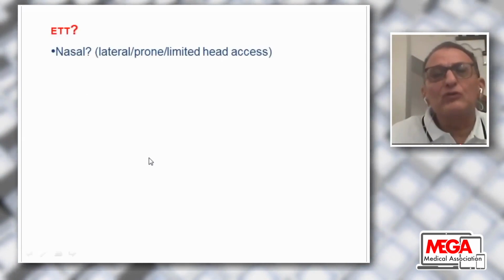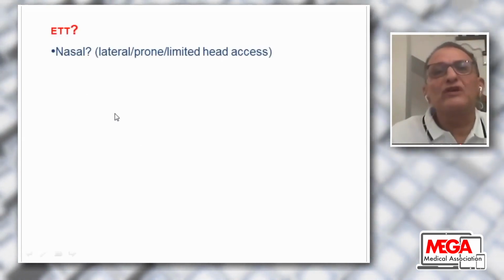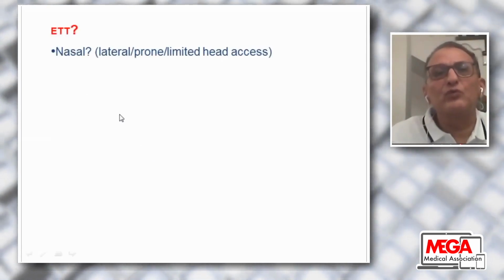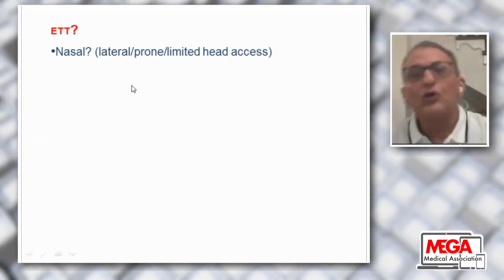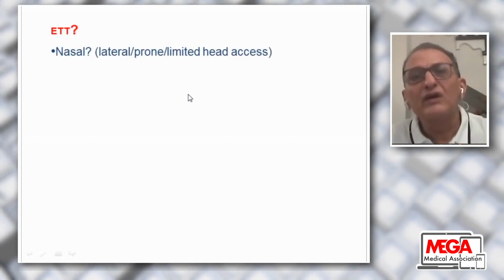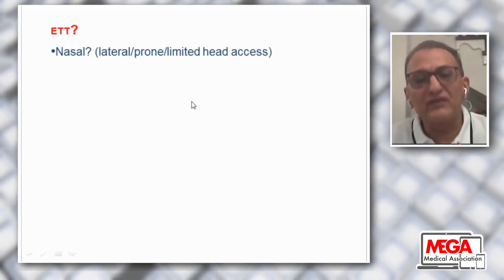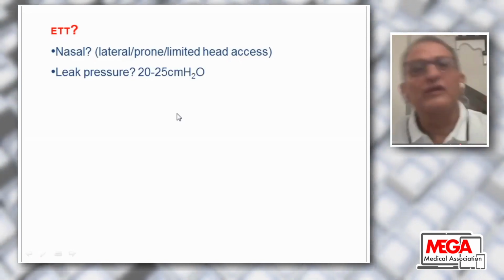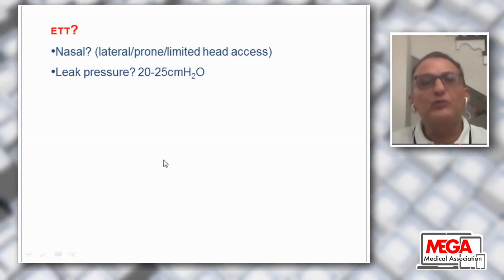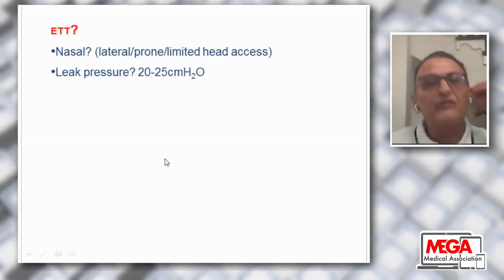Endotracheal intubation, gold standard, oral or nasal. Nasal if we are going to put the patient in prone position or even lateral position, or if you have limited head access like in maxillofacial surgery, then a nasal intubation may be a solution. The leak pressure should be less than 25.